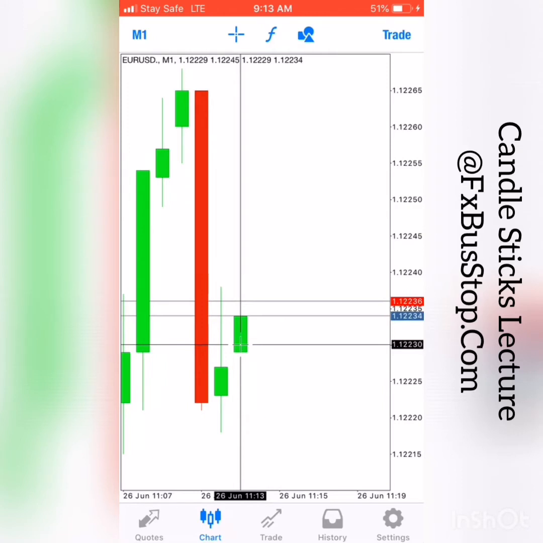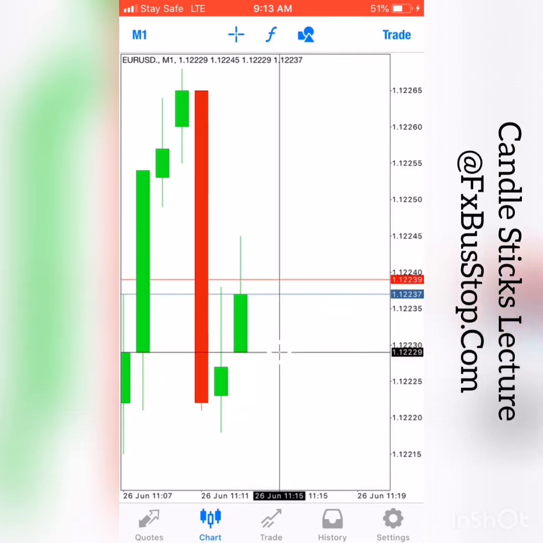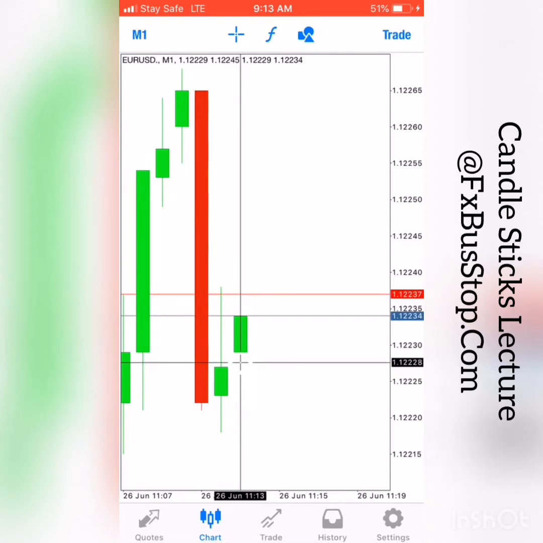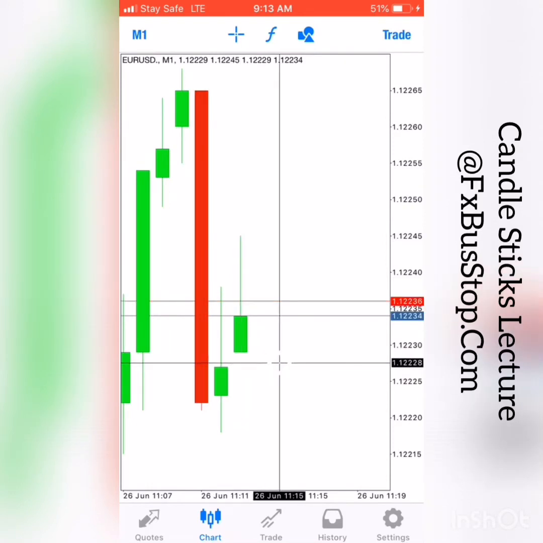The candlesticks originated from Japan, so sometimes you hear Japanese candlesticks. When you hear Japanese candlesticks, don't think it's something different from what you're seeing on my screen right now.